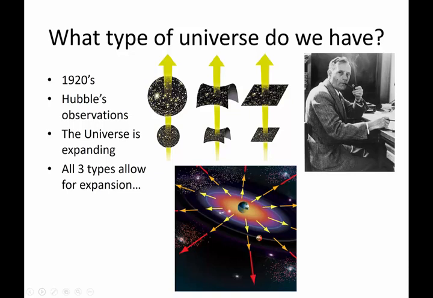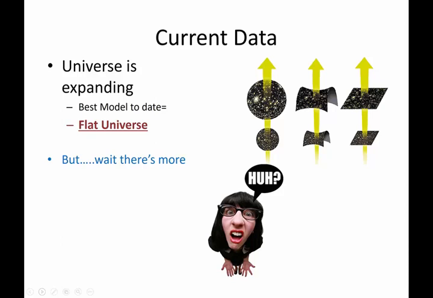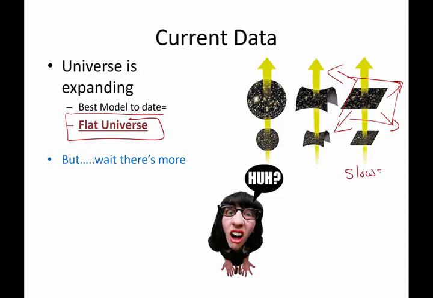So of the three kinds, open, closed, and flat, which one do we have? All three of them allow for expanding universes, and that's what Hubble showed. Hubble showed that our universe is expanding. So the expansion of the universe says we could have all three. Current data, what do we believe right now? The best answer at the moment is that we have a flat universe, that it will continue to expand and expand and expand, until the rate of expansion slows and it eventually stops expanding.